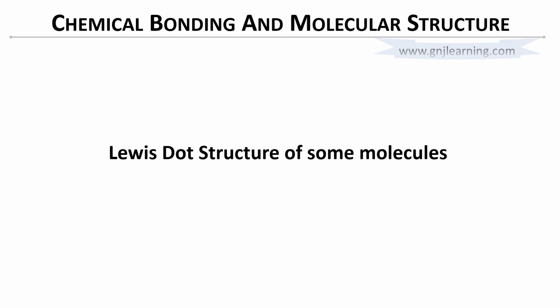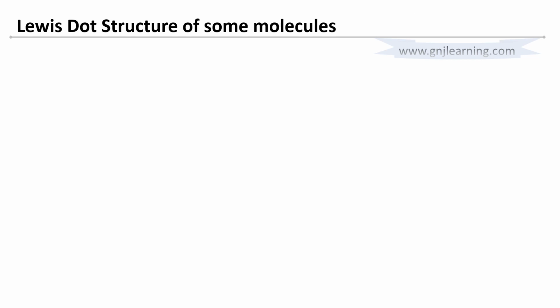Today we are going to see the Lewis dot structure of some more molecules. In the last part we saw how to draw Lewis dot structures, especially the examples of the carbonate anion and ozone. Here we are going to see some more molecules in this part.